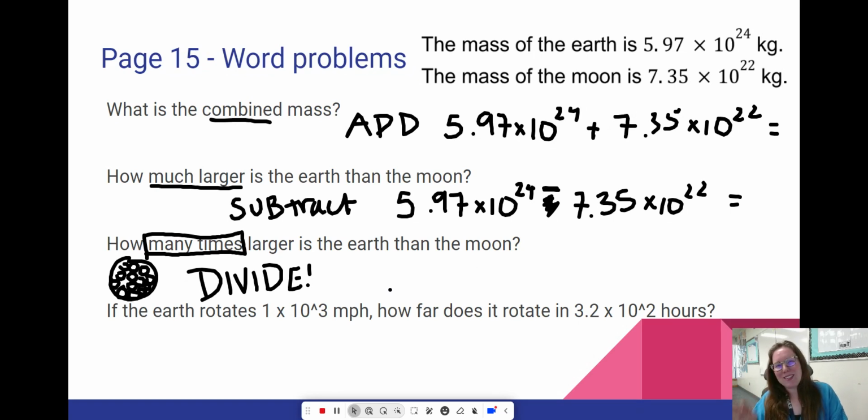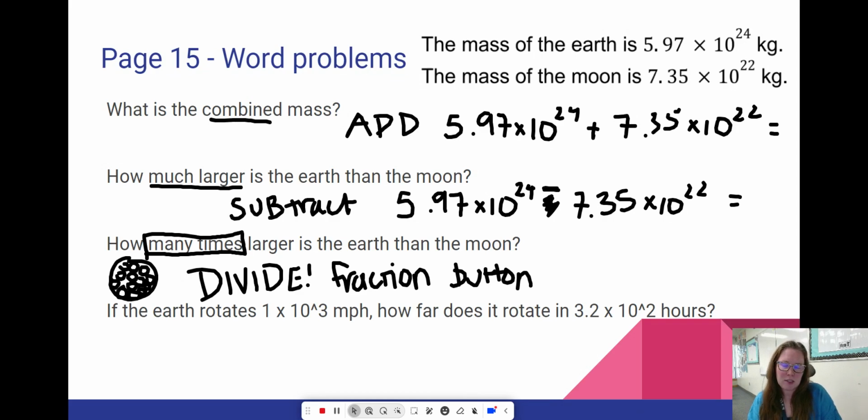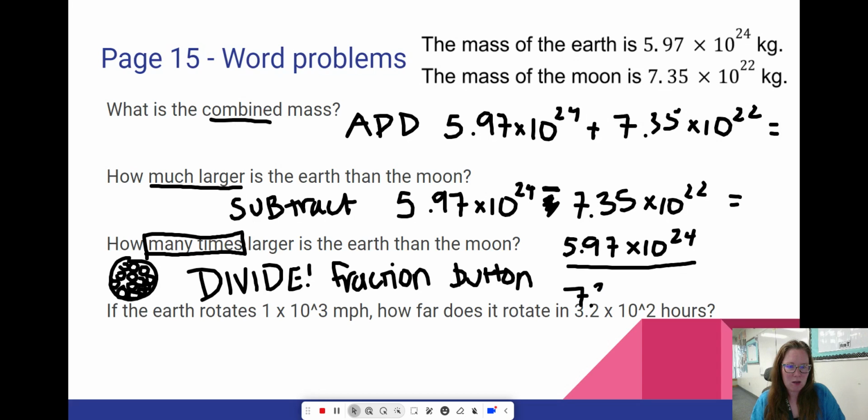There are multiple correct ways to type it into the calculator. My favorite way is just to use the fraction button. So that means you're going to type it in like a fraction, because fraction just means divide. So once you click that fraction button first, then on the top of the fraction is our first number, the Earth. And on the bottom of the fraction is our second number. And then you can click enter.